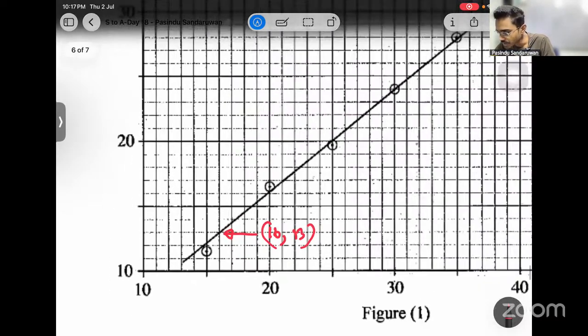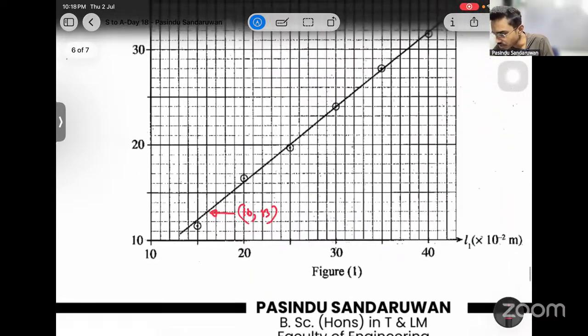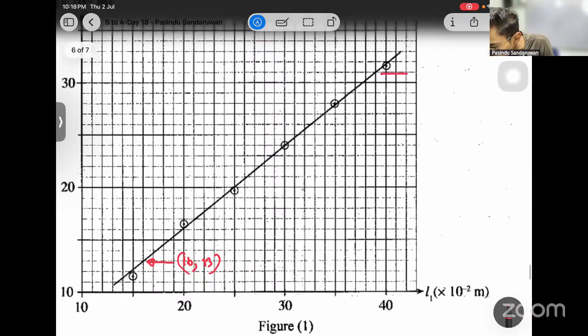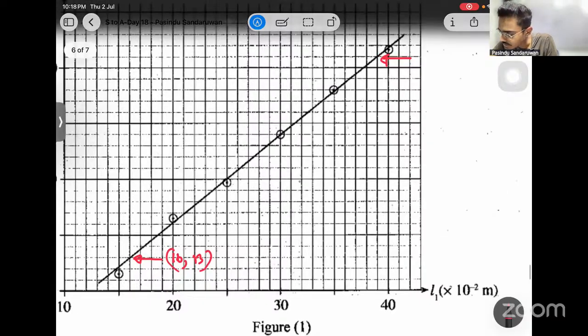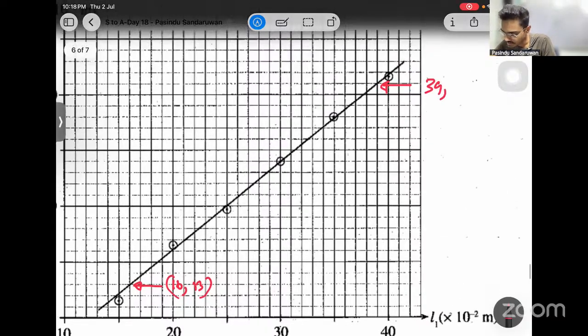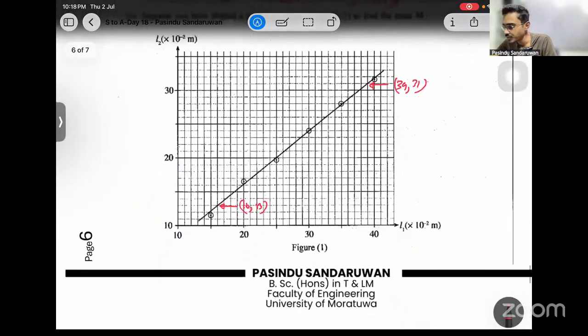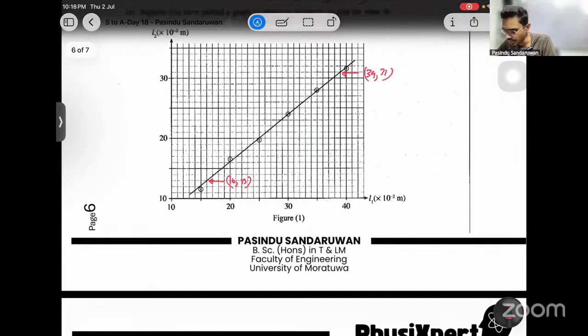Then again, check for another point. What about this? See, this one, it's a clear intersection, no? From X, that is 39. From here, 31. 39, 31. Likewise, have two clear points and mark them clearly.